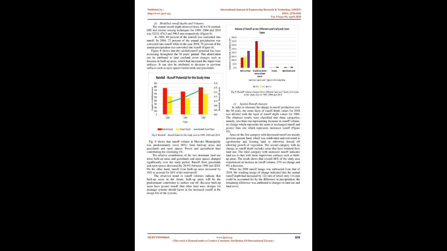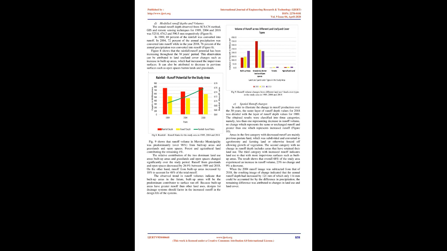Modeled runoff depths and volumes. The annual runoff depth observed from SCS-CN method, GIS, and remote sensing techniques for 1989, 2004 and 2018 was 525.8, 474.2 and 590.5 mm respectively, Figure 8. In 1989, 69% of the rainfall was converted into runoff. In 2004, 72% of the annual precipitation was converted into runoff while in the year 2018, 76% of the annual precipitation was converted into runoff, Figure 8.